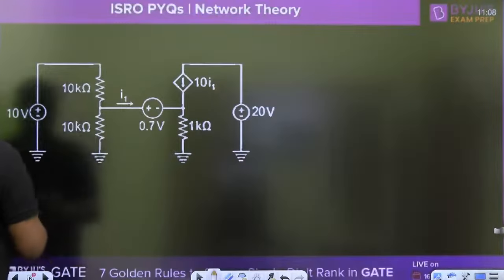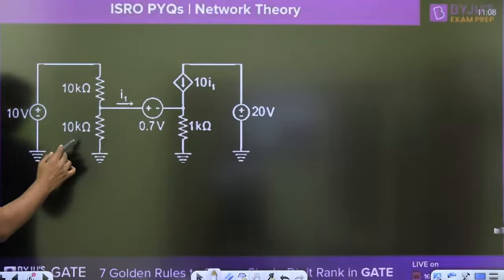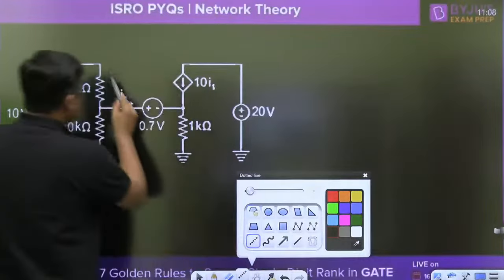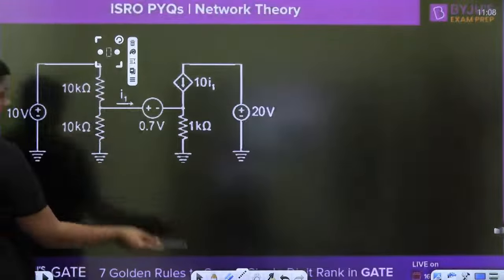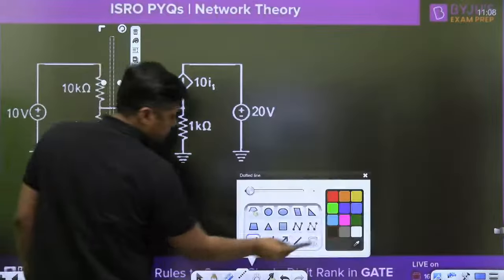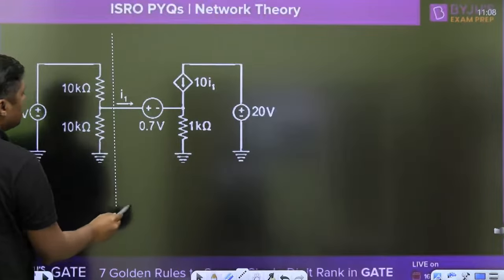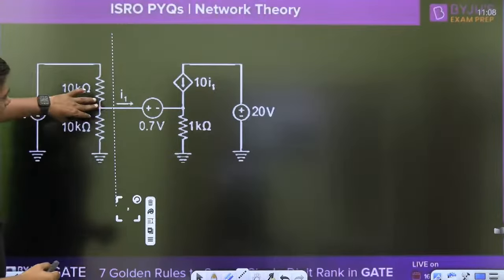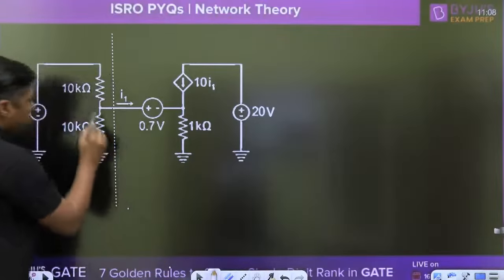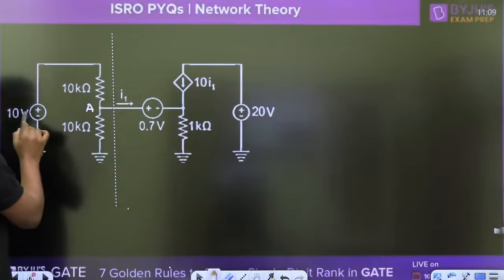Then watch this one. This portion is 10 kilo ohm, 10 kilo ohm. Then what we can do? Simply cut here. Now at this point you can apply Thevenin's theorem, like this point is A or B, with this 10 kilo ohm, 10 kilo ohm and 10 volt.